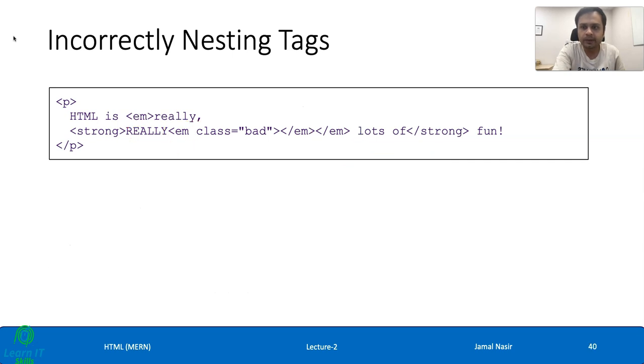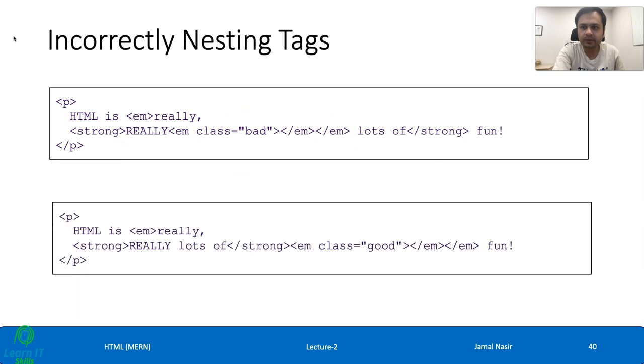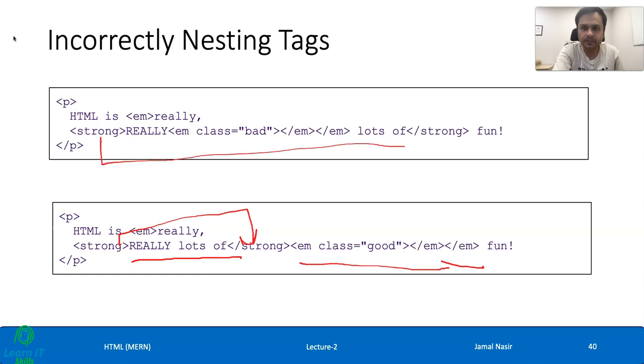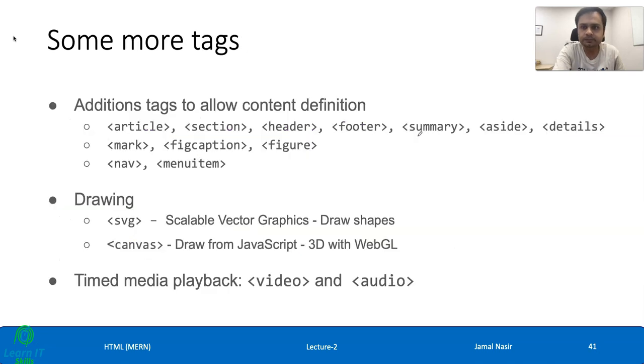So the better way of representing this would be this: I have EM, strong, right, this thing, and then I am closing EM. So this strong is closing here instead of here. Okay, so there are some more tags, and in the next lecture we will do a lab of HTML, in which we will explore different tags and see how to write and use them. In the next lecture we will be practicing with these tags.